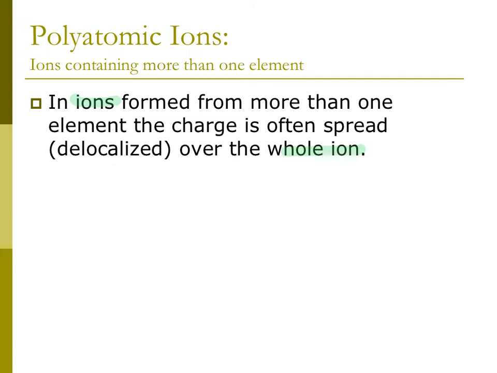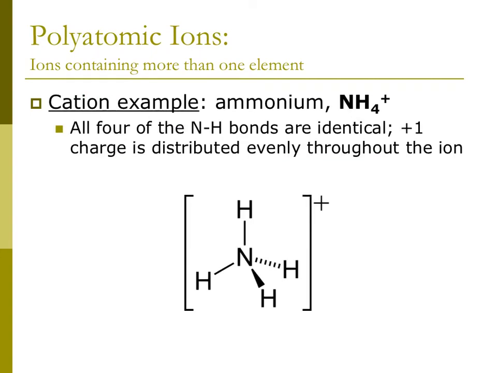So there's an important term for that, delocalized. It's exactly what it sounds like. It is not localized in one location. So for example, when you look at ammonium, it has a charge of +1. That does not mean that there is a single hydrogen that is positive or that the nitrogen is positive. It is none of those things. That positive charge is delocalized or spread out throughout the ion.